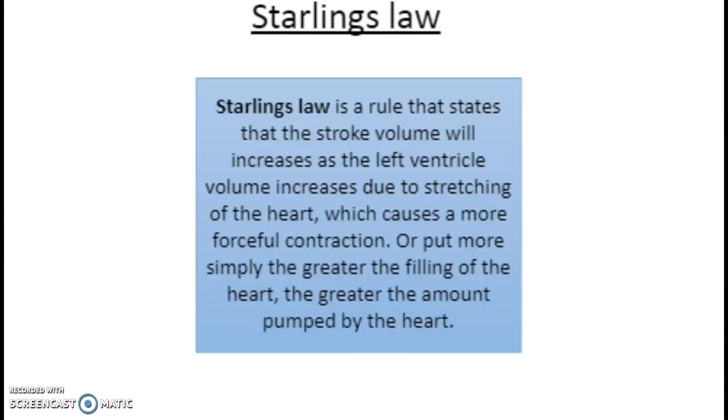Starling's law. Starling's law is simply defined as a rule that states that stroke volume will increase as the left ventricle volume increases due to stretching of the heart, which causes a more forceful contraction, or put more simply, the greater the filling of the heart, the greater the amount pumped by the heart.